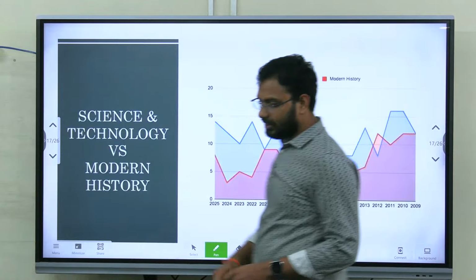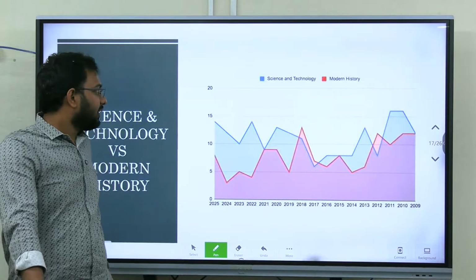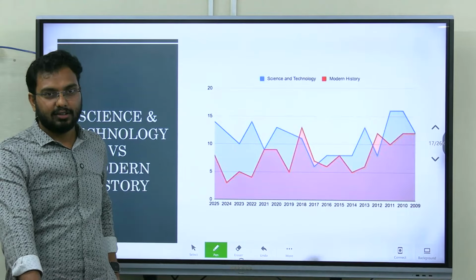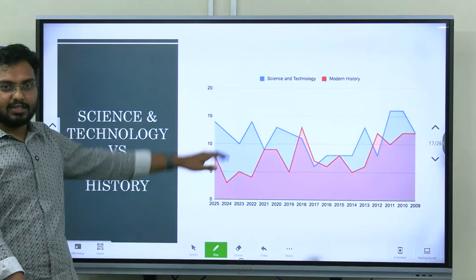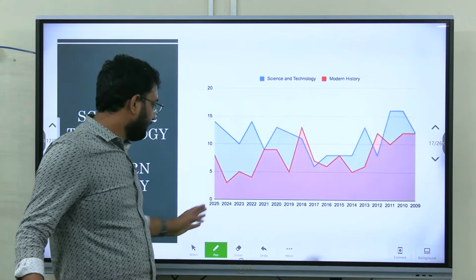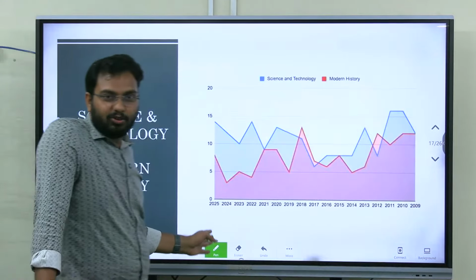So if you see the trend of the last 5-6 years with respect to modern history, which is having more weightage? So blue is science and tech, red is history. So which do you think is having more weightage from 2009 to 2025? Which is having more weightage?